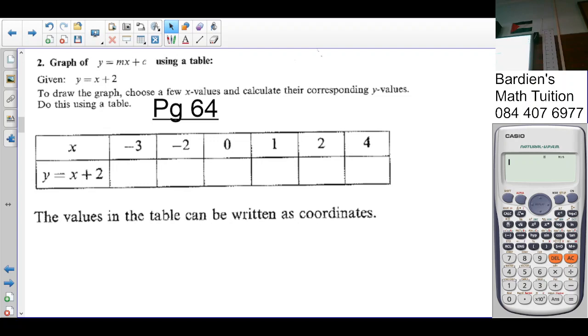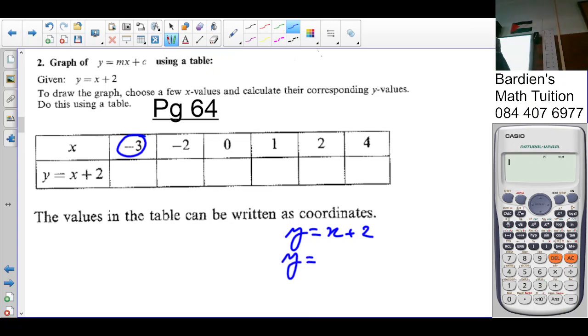Remember that the equation is given as y equals x plus 2. But what's your x in the first place? Negative 3. So we've got y equals negative 3 plus 2. What's negative 3 plus 2? Negative 1. So that corresponding y value is negative 1. Can you see that, people? Right, now you do it for the next one quickly.